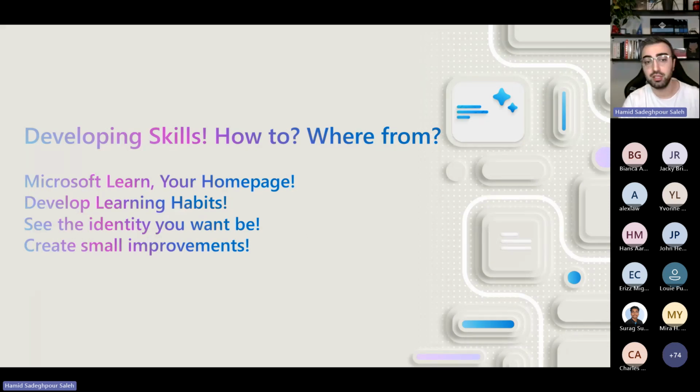Again, the last option here in this slide is to create small improvements. You don't need to create big improvements on a daily basis, put your whole energy in, and then get burned out. It's just about enjoying the process and small improvements. 1% a day, one word a day. Do not forget it. So just apply this in your learning journey.